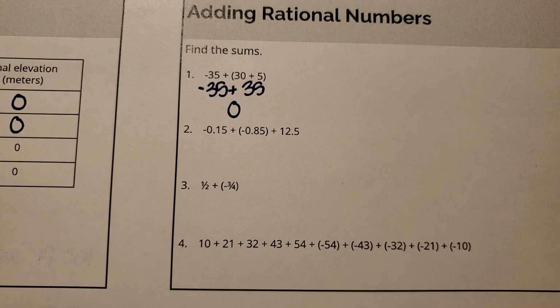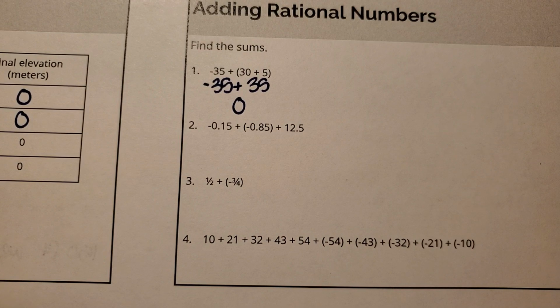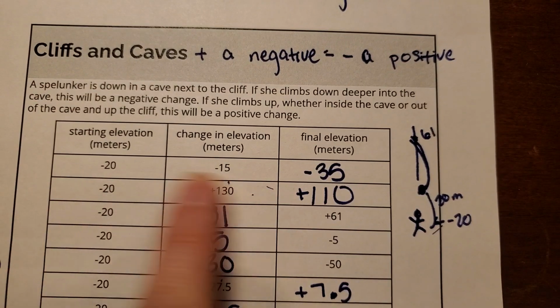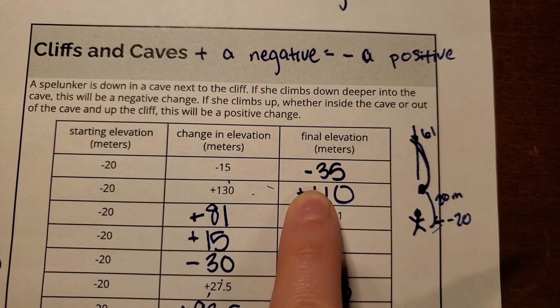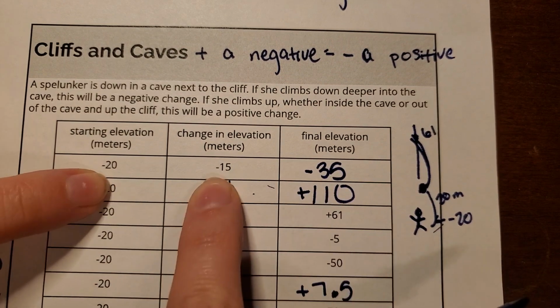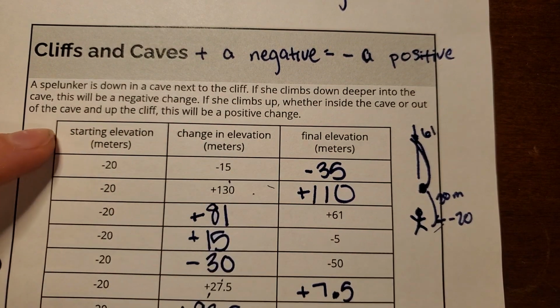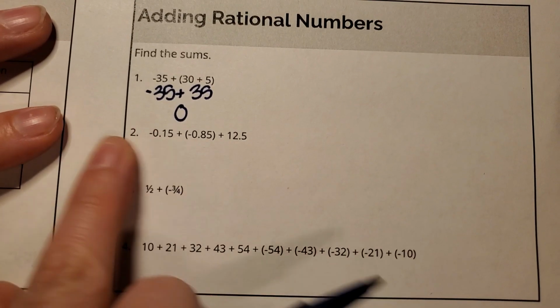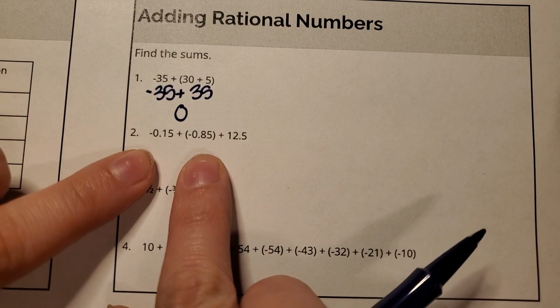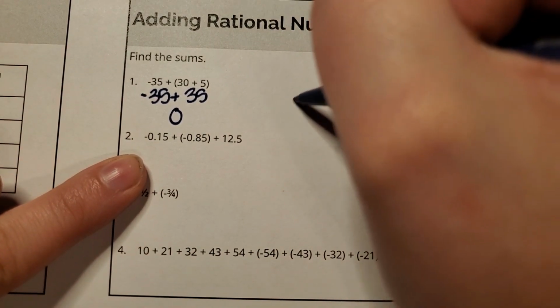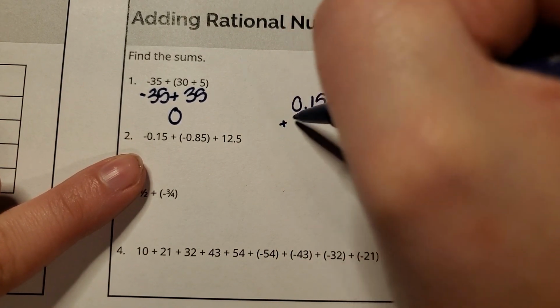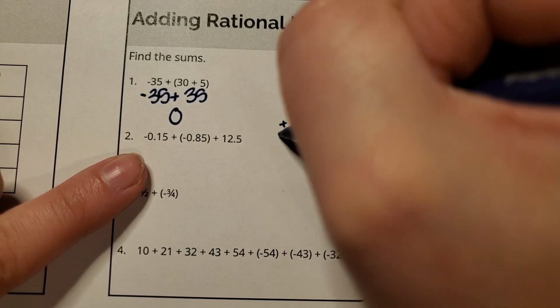Okay. Next. Number 2. Now we have negative 0.15, negative 0.85, plus 12.5. Now I would like to go back. When we added negative numbers, our signs stayed negative, and we just added our 2 numbers. We're going to do the same thing here. So I'm going to go to our 2 negatives, and I'm going to add these. So off to the side, 0.15 plus 0.85. I'm going to add them.